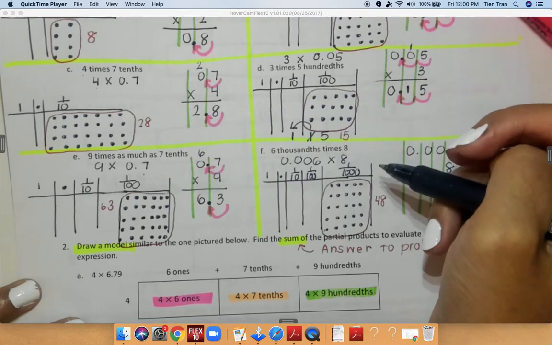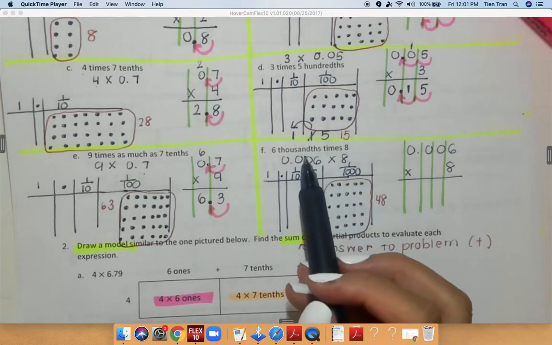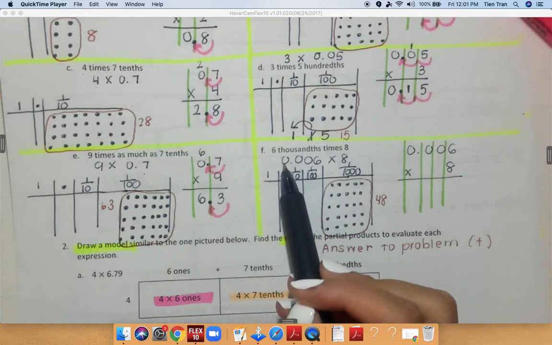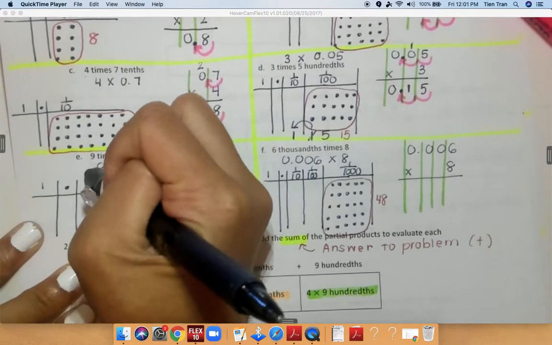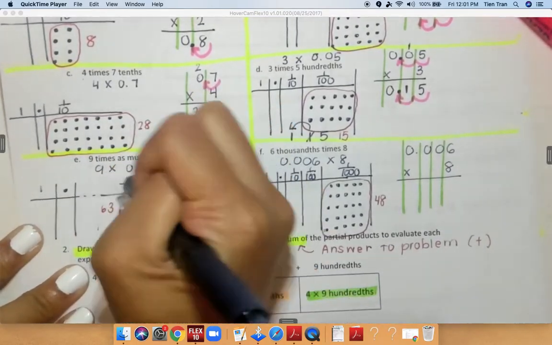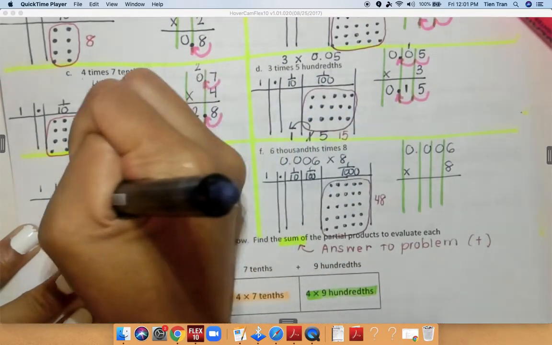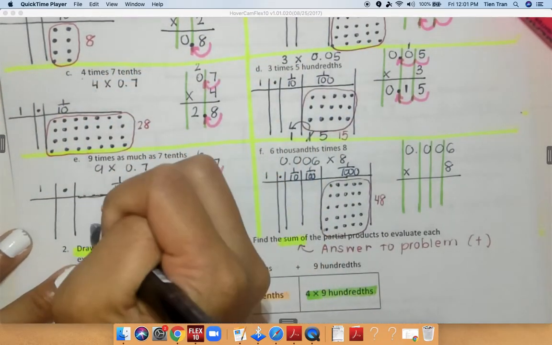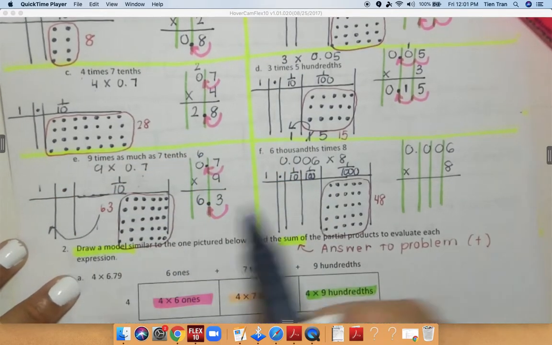Okay, now the next problem I have over here is 6 thousandths times 8. So over here, the same thing, I have 6 thousandths times 8. I just noticed this one is supposed to be your tenths place, and that's why it moves over. So I'm going to change this to 1/10. And that's why your number 6 moves to the ones place and your 3 stays in the tenths place.